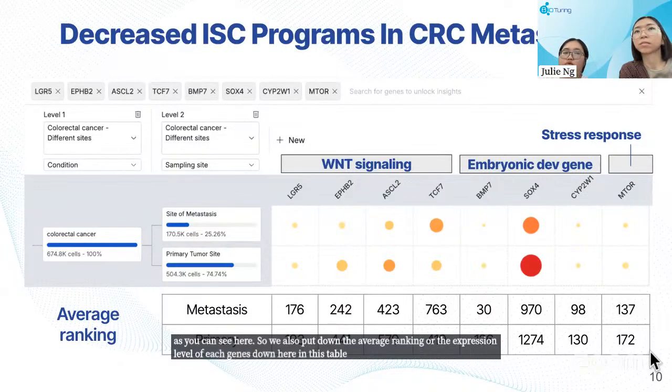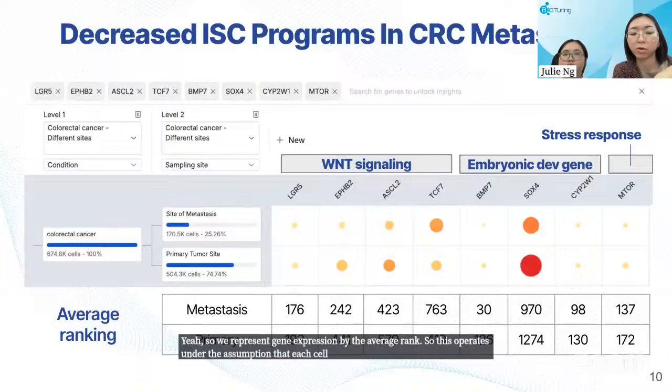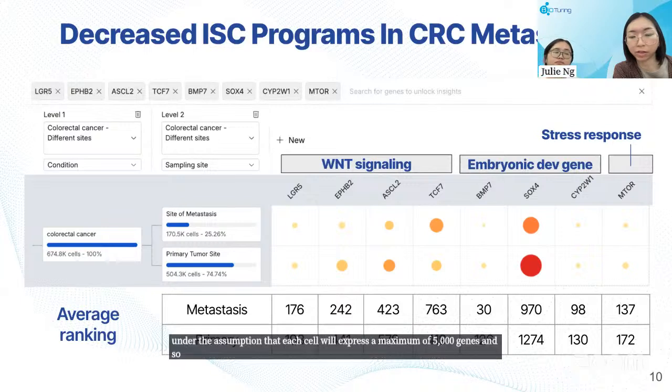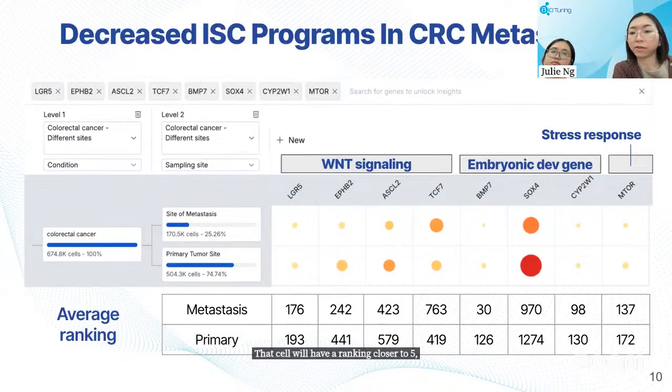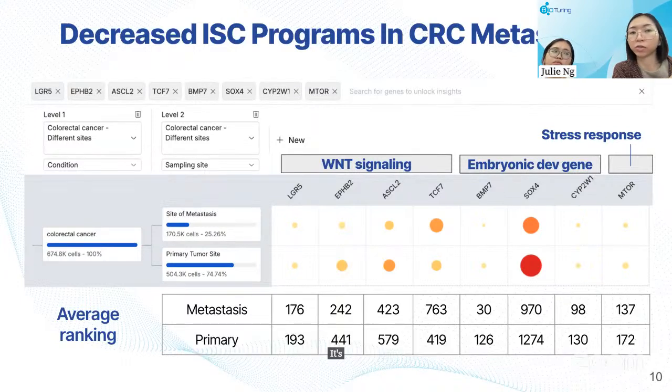Today we also want to explain a little bit about what average ranking is and why we use it in our database. We represent gene expression by the average rank. This operates under the assumption that each cell will express a maximum of 5,000 genes. So if a gene is expressed very highly in that cell, it will have a ranking closer to 5,000, whereas if a gene is expressed very lowly in a cell, its ranking would be closer to 1.